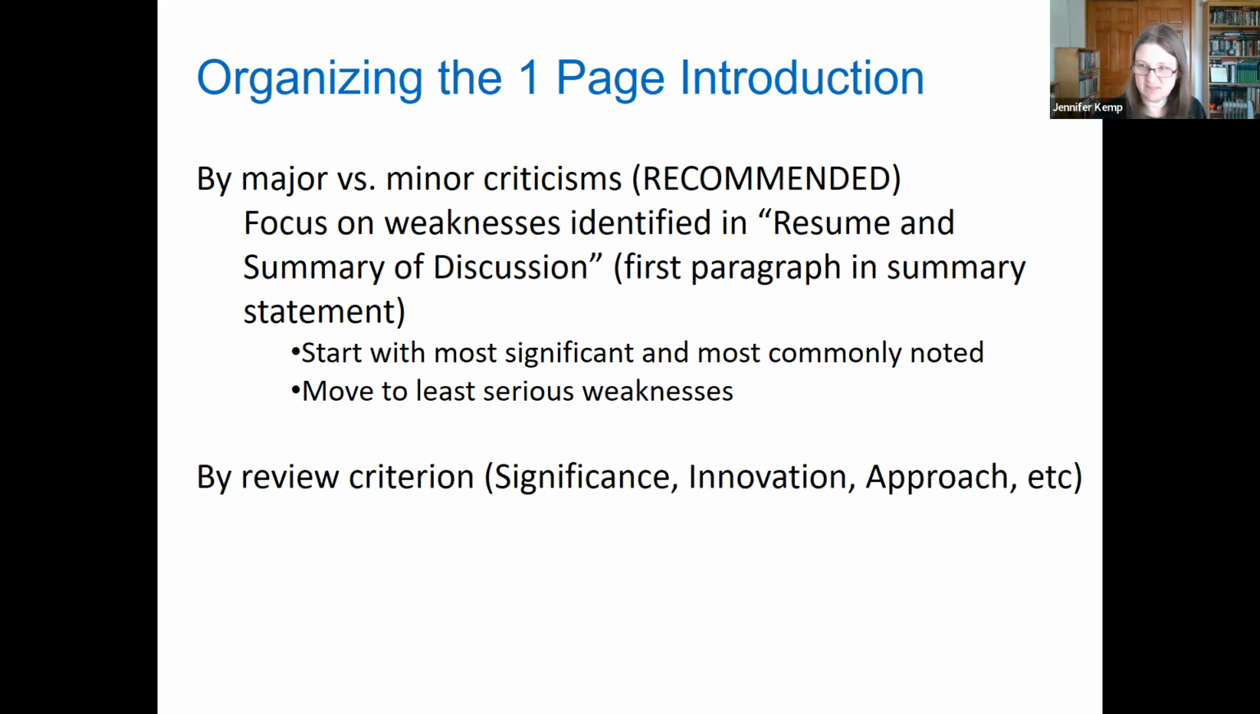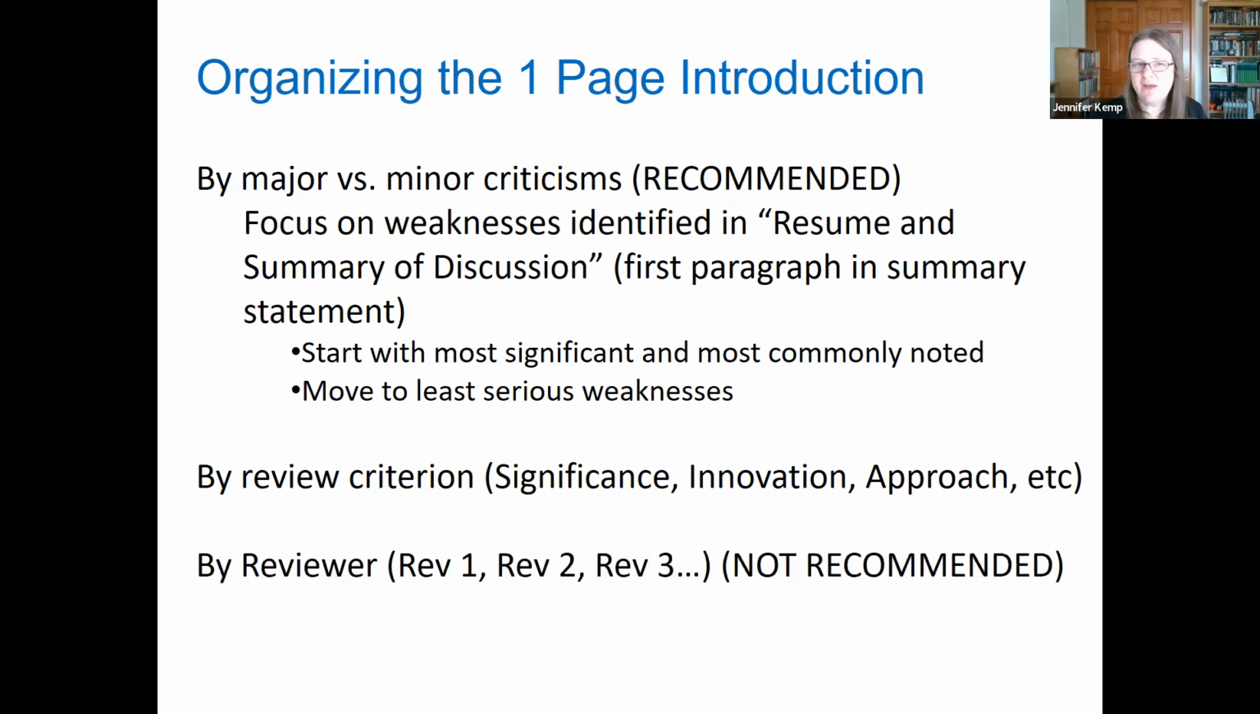Another way that I've seen some people do it is to organize it by review criterion, significance, innovation, approach, for example. People do it like this. It's not my favorite way to do things. I think if you really have a strong case for doing it like this, because of however your criticisms were targeted by your reviewers, I think it's an acceptable approach.